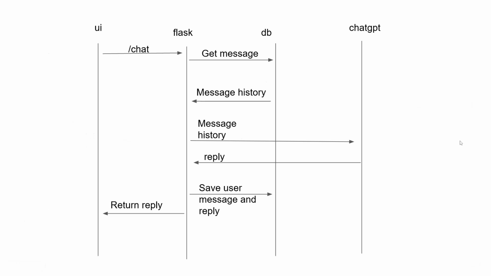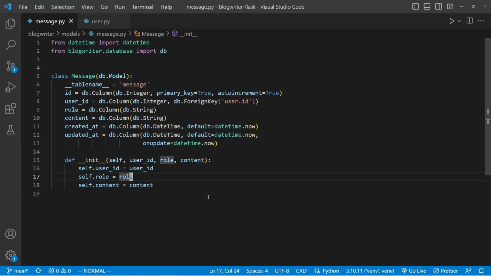Now let's take a look at the code. I'm going to start off by looking at the database models. So this is my message model. As you can see, I am defining all the columns here. Also, currently I don't have any input validations. I am most likely going to add that later on.